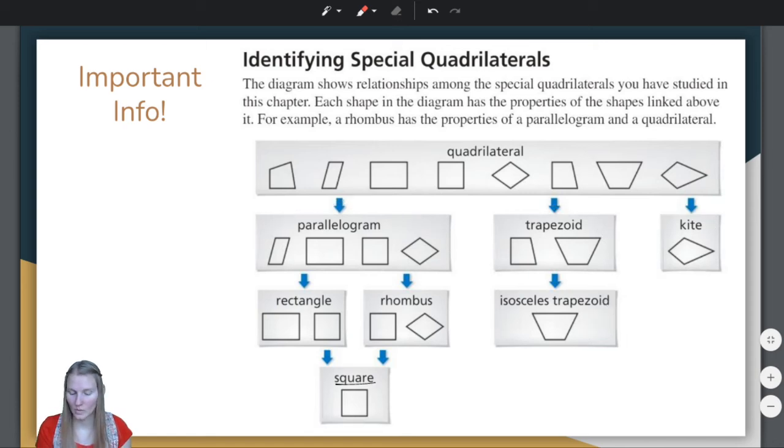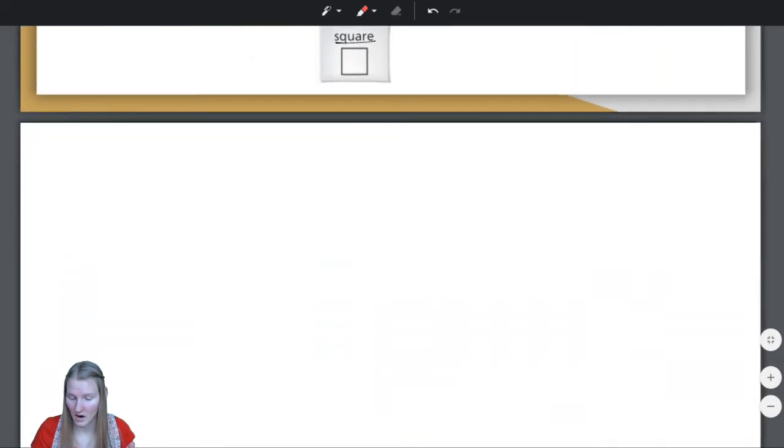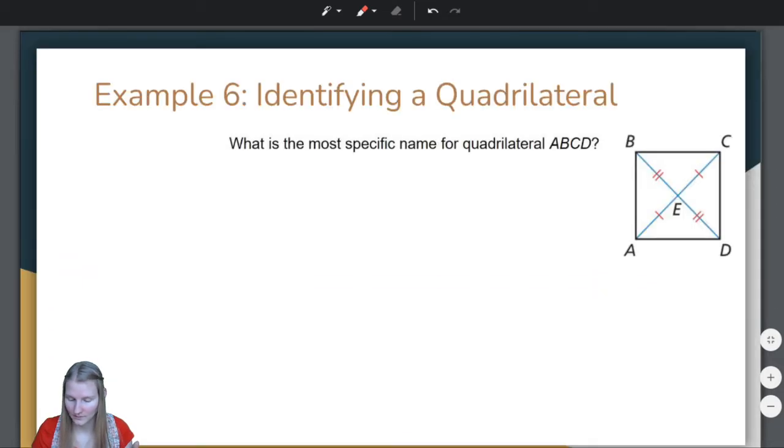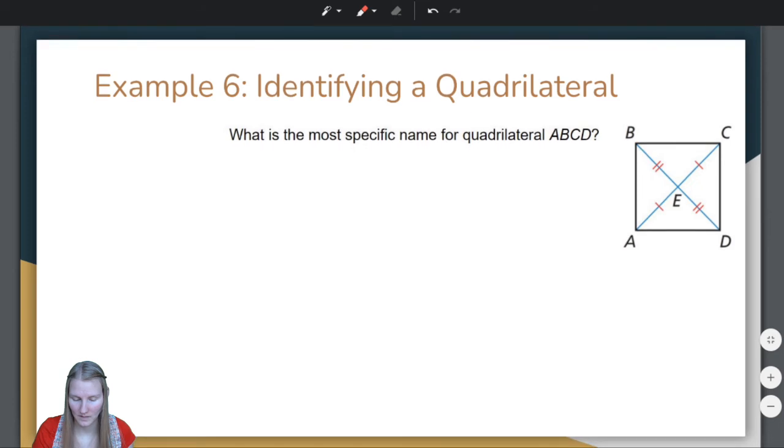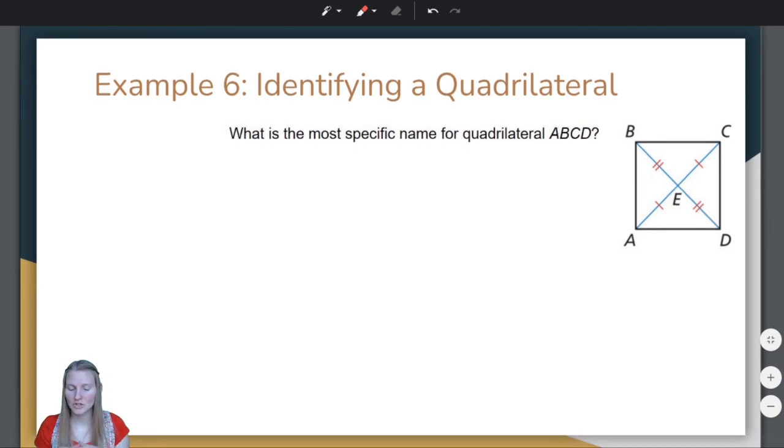So, we can use this flowchart to help us when we're trying to decide, is this a parallelogram? Is this a kite? Is it a rhombus? What is it? We can use this flowchart. So, we're going to use this in our next example when it loads. There we go. So, what is the most specific name for quadrilateral ABCD? What is the most specific name?